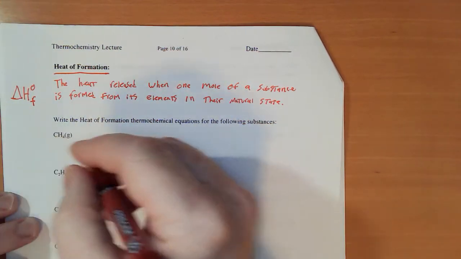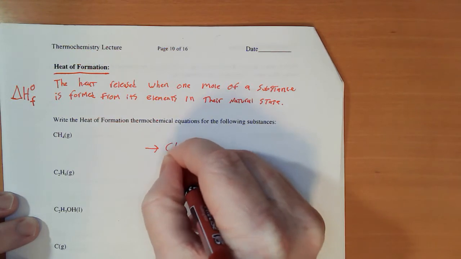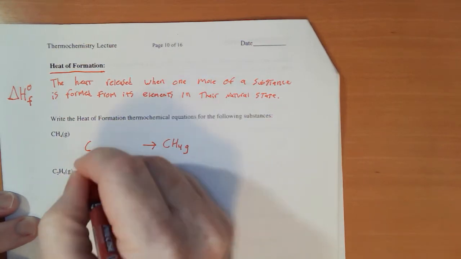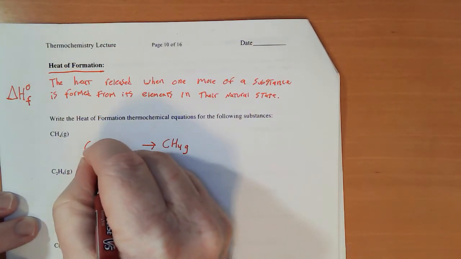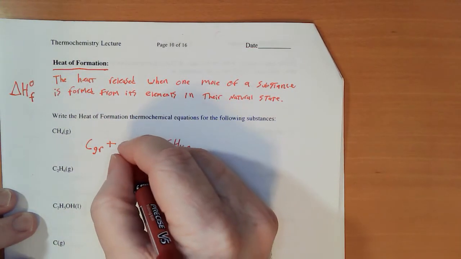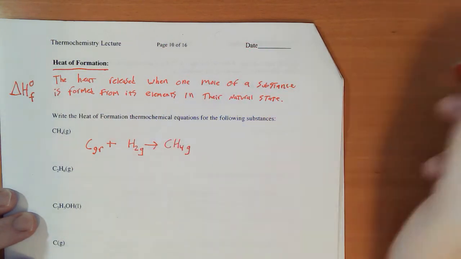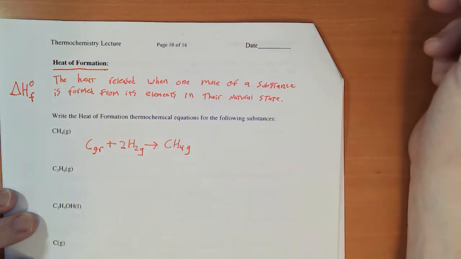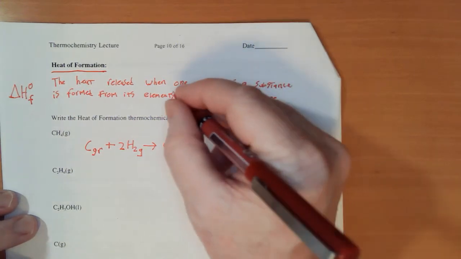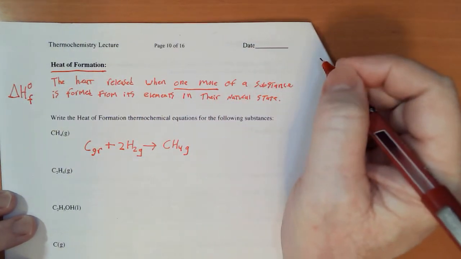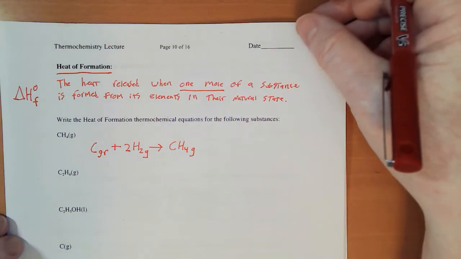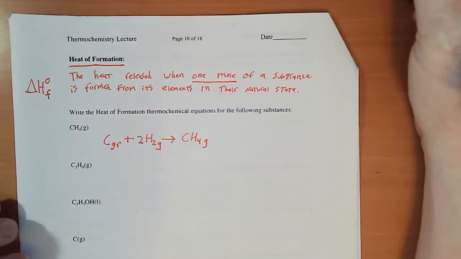So, CH4 gas. I'll put my arrow here. CH4 gas. What elements are involved? Carbon, whose natural state is graphite. We'll call that GR. Some people just put S. I like GR. And hydrogen, H2, which is gaseous. 2 in front of the H2. Now, it's important to emphasize here that we're talking about the formation of 1 mole of the substance. So this will always be the case; on rare occasions, we'll actually be balancing these with fractions.